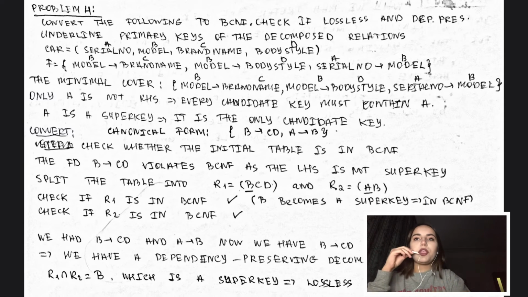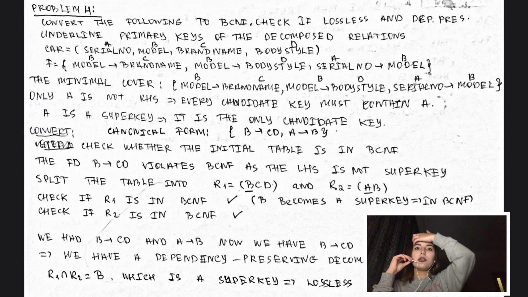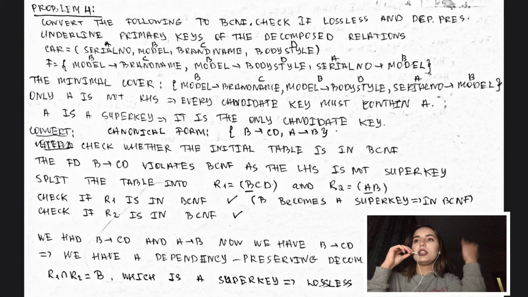Okay, problem 4. We have to convert the following to BCNF and check if it's lossless and dependency preserving, underlining the primary keys of the decomposed relations. We have a car relation that contains the following attributes: serial number, model, brand name, body style. I denoted these attributes as A, B, C, D so as not to overwrite these names. We also have a set of functional dependencies: model goes to brand name, model goes to body style, and serial number goes to model. In other words, B to C, B to D, and A to B.